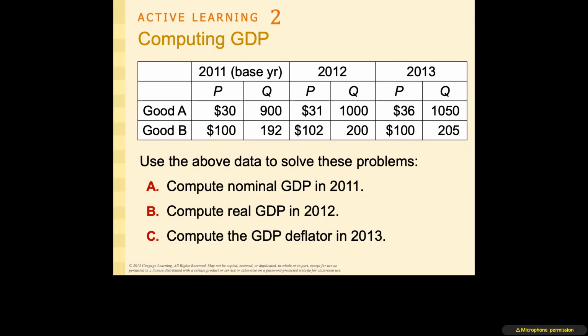So we can calculate these for pretty much anything, and this is done fairly regularly. So you can compute the nominal GDP in 2011. You can calculate the real GDP in 2012 if we assume that the base year is 2011. And you can calculate the GDP deflators.